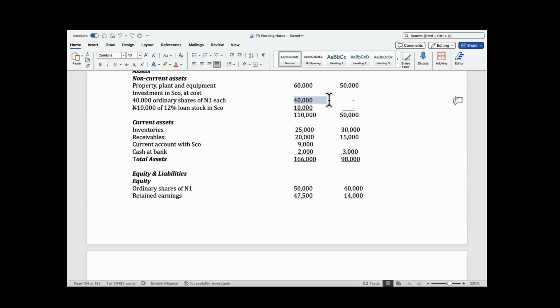The ordinary shares, sir. Ordinary shares of 1 naira. Why are we not considering the retained earnings? Why are we not cancelling it out? Because they are not like terms. They are not like terms. So that's why we're not. Why are they not like terms?